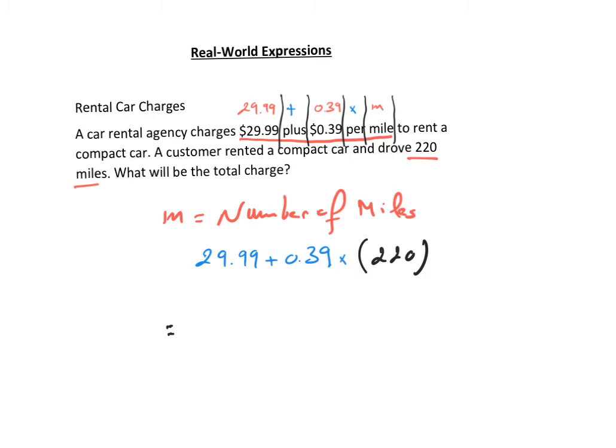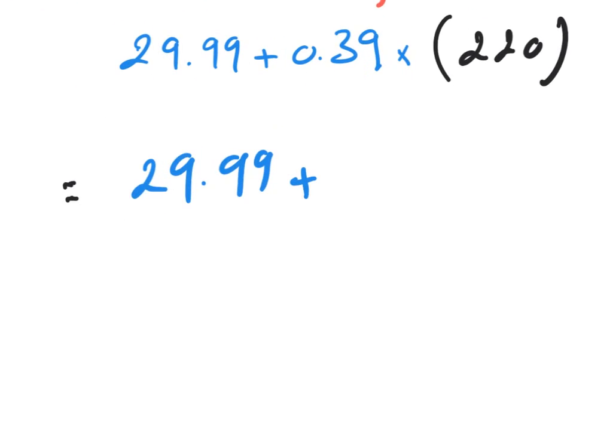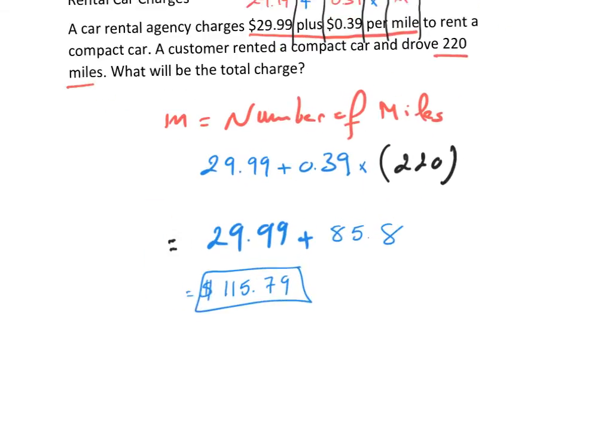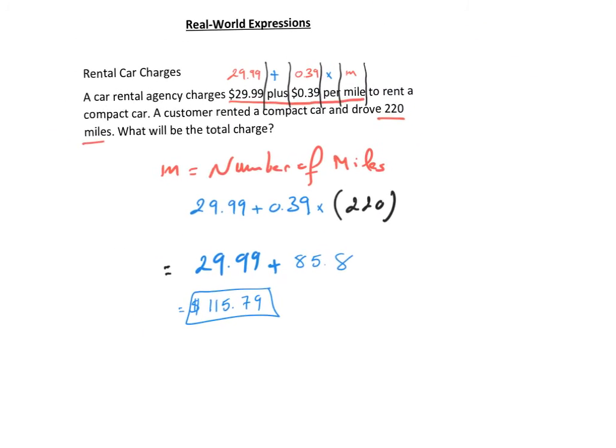We're going to use PEMDAS. It's going to be 29.99 and we're going to multiply first. So 0.39 times 220 will be 85.8. And we're going to add it to 29.99. So the person will pay $115.79, right? And that's how much it will cost the person if the customer drove 220 miles.